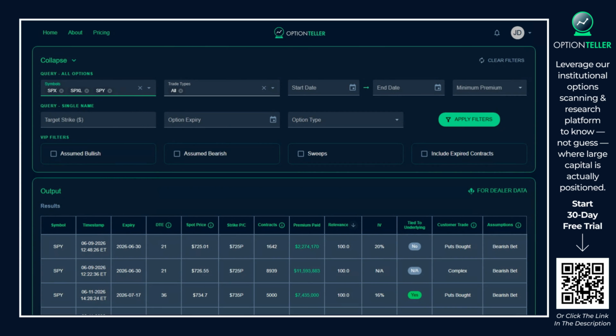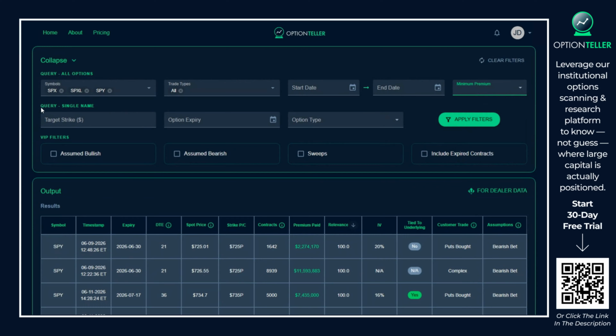Trade types down select between calls bought or sold, puts bought or sold, or all. We do group all of our trades by spread if that is applicable. The start date and end date give you a range of the timing of transactions that you would like to see. The minimum premium gives some levels of premium in order to down select how much money you think is pertinent for the underlying that is in there.